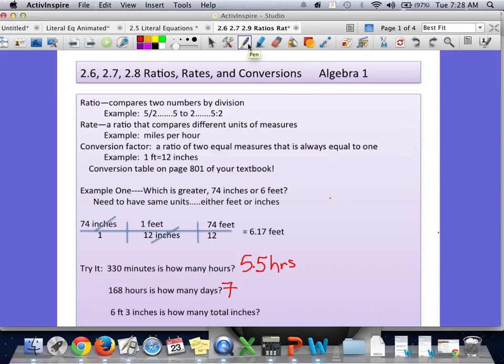We have 6 feet 3 inches in total inches. That's how many total inches. Remember we have feet in inches: 1 foot is 12 inches. So it says 6 feet 3 inches.